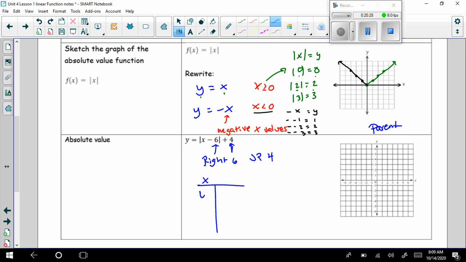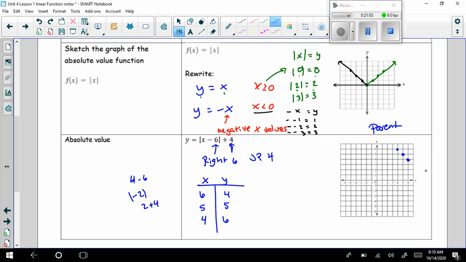And so I'm going to start with, well, 6 gives me 0 plus 4 is 4. So (6, 4). And then maybe I do 5. Well, 5 gives me -1. The absolute value of -1 is 1 plus 4 is 5. Okay, so (5, 5). And then maybe I do 4. Well, again, 4 minus 6 is -2. The absolute value of that is 2 plus 4 is 6. And so I graph (4, 6).